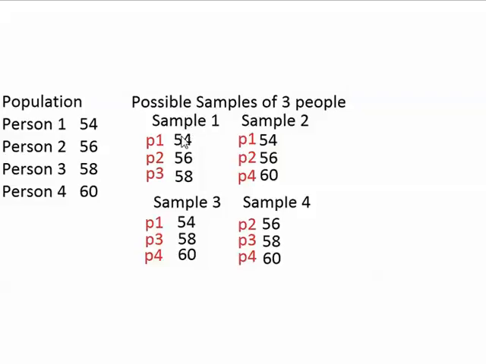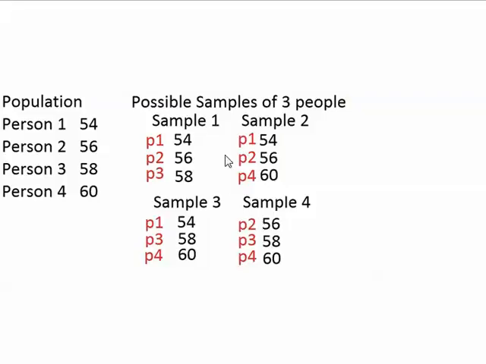I'll explain to you how I was able to figure out what the possible samples are. Each time I wrote out a different sample of 3 people, I just left out one person from the population. So when I wrote out sample 1, I left out person 4. When I wrote out sample 2, I left out person 3. When I wrote out sample 3, I left out person 2. And when I wrote out sample 4, I left out person 1.